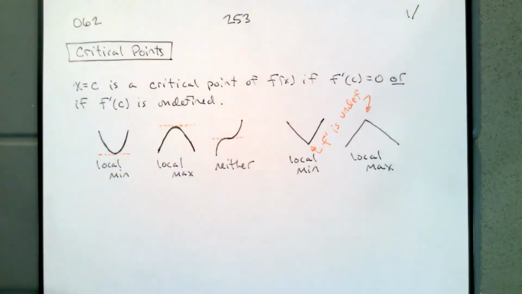We can't draw one tangent line. We could draw a horizontal tangent line, but there's an infinite number of tangent lines at each of these points.